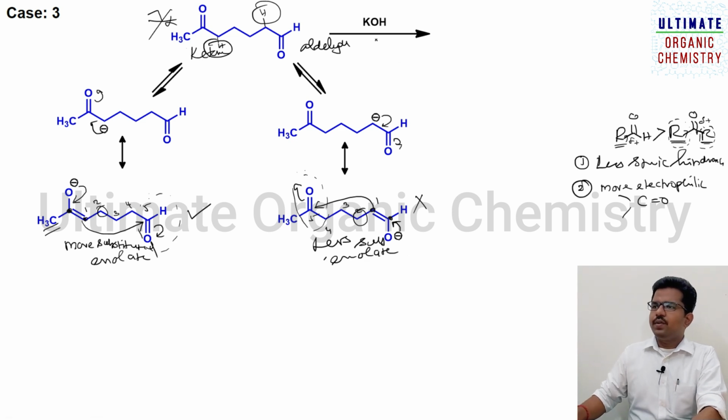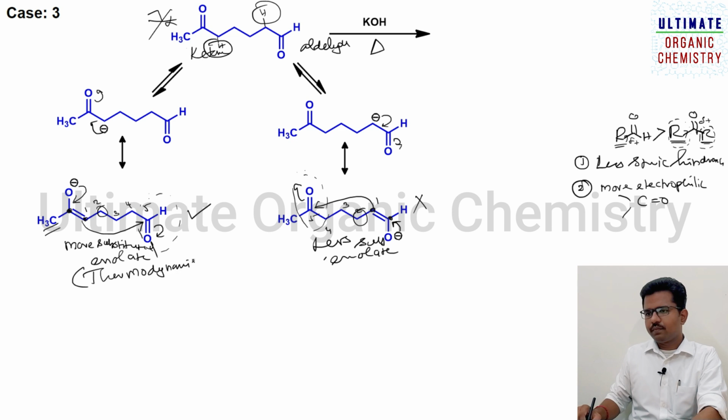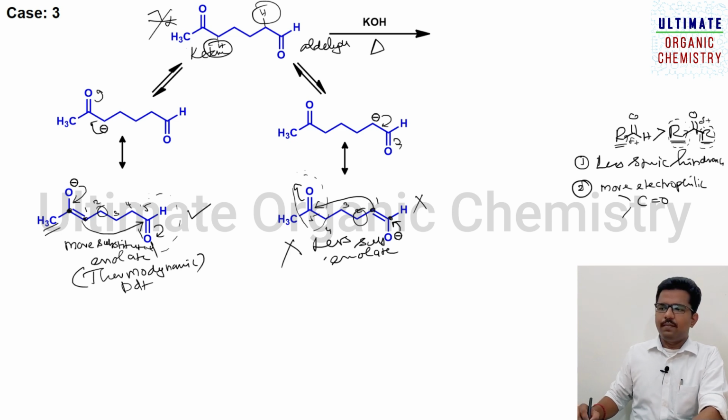So you need to do the reaction under heat condition. Heat condition favors the thermodynamic product, which is the more substituted enolate, and it will be the major one. So this is the thermodynamic product. Under this condition, this will not form, and only this will be forming. So it will lead to the formation of a 5-member ring.